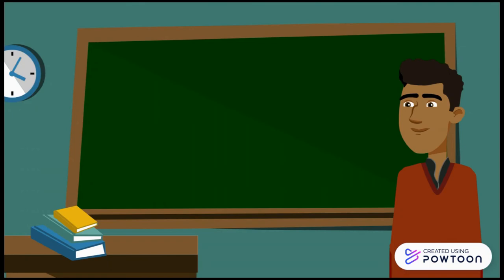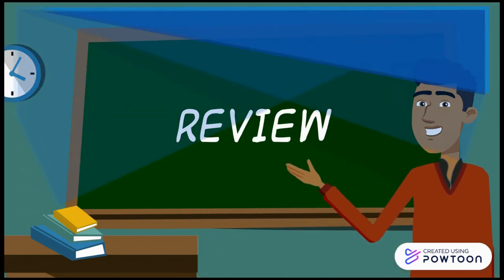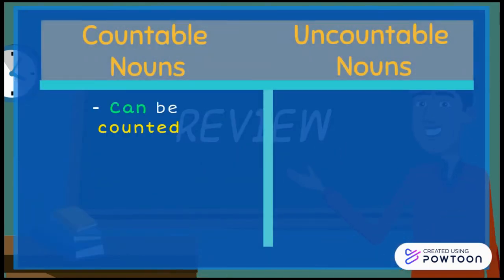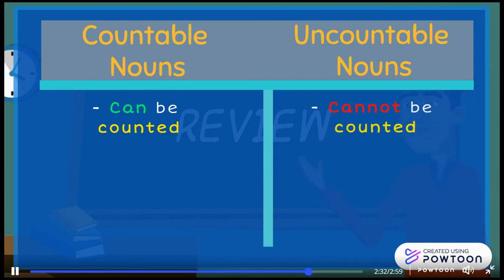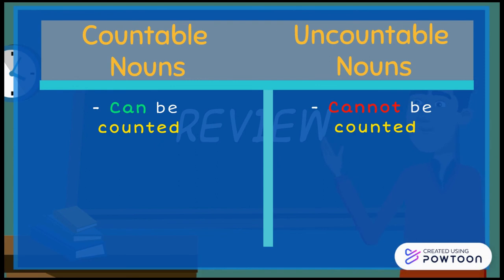To sum up, today we have learned that countable nouns are nouns that can be counted, such as apples, oranges, and sandwiches. Conversely, uncountable nouns are things that cannot be counted, such as air, bread, flour, or liquid in general.